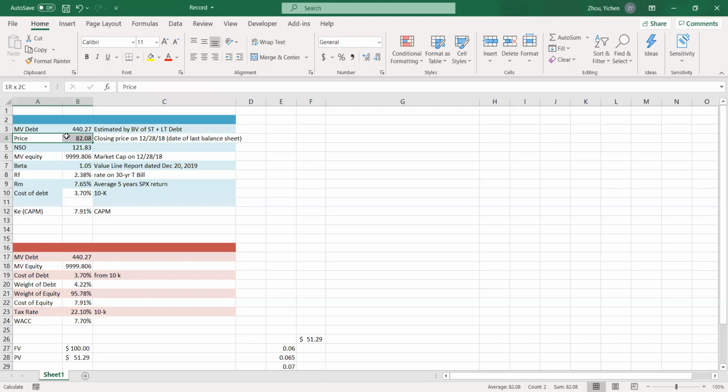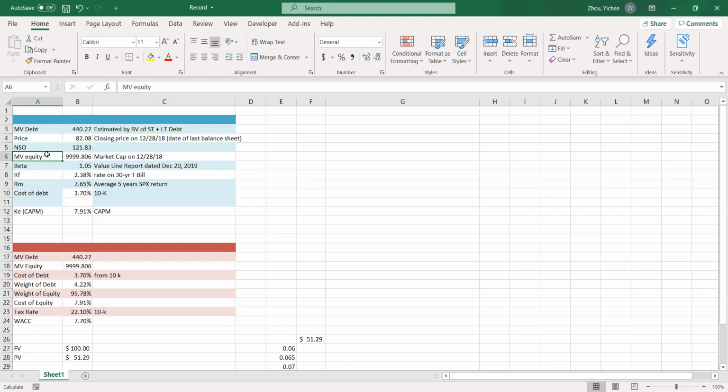For the price, you could find it on different security websites. You just use the most current closing price. And for the number of shares outstanding, you could find the number on the same website or in the company's quarterly report.